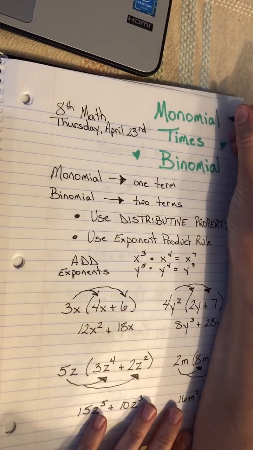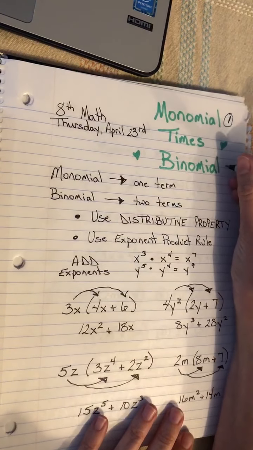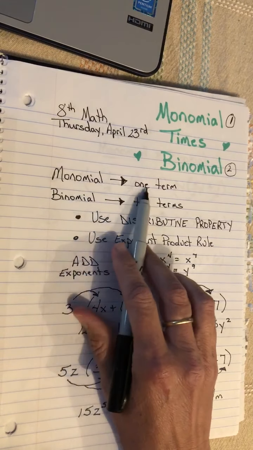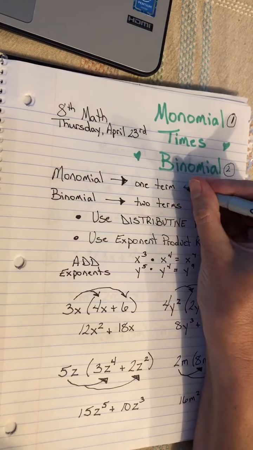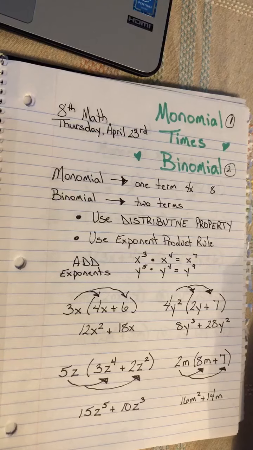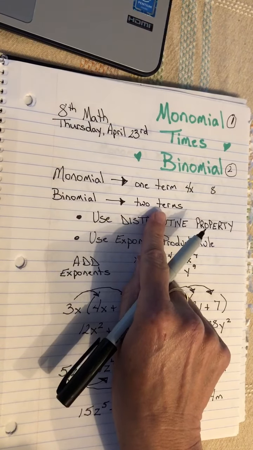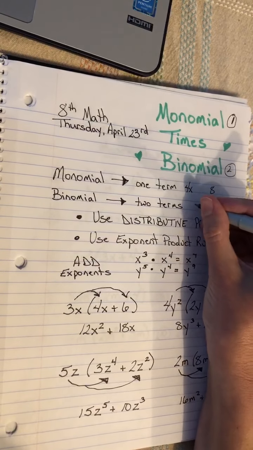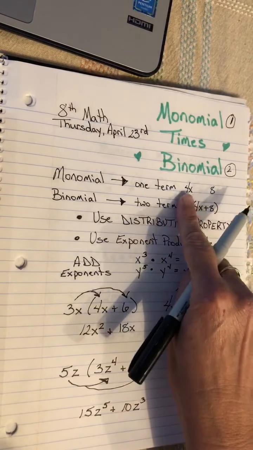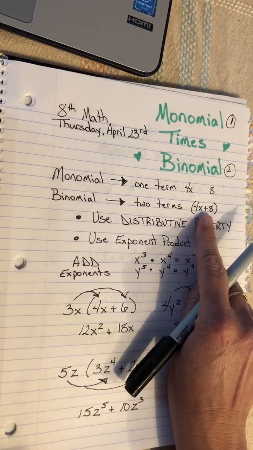The skill that we're working on today is taking a monomial, which remember is one term, times a binomial, which is two terms. Monomial, one term, which could be something like 4x, or it could be the whole number 8. A binomial, which is two terms, would be something like 4x and 8 together inside of parentheses.